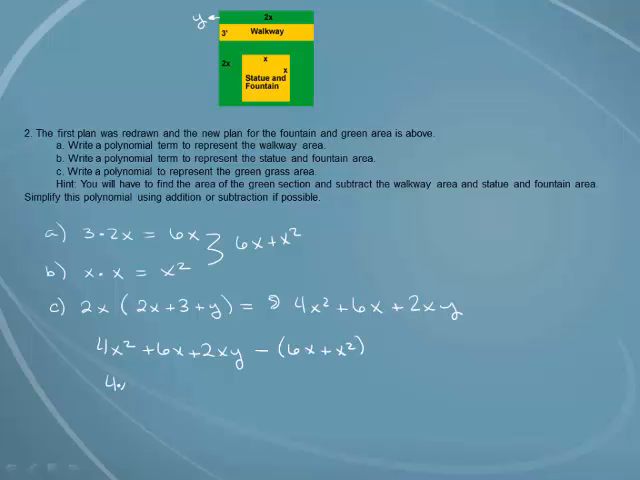So I'll have 4x squared minus x squared, because of this distribution here and here, plus 6x minus 6x plus 2xy, giving me 3x squared. The 6x's cancel, and then I get 2xy.